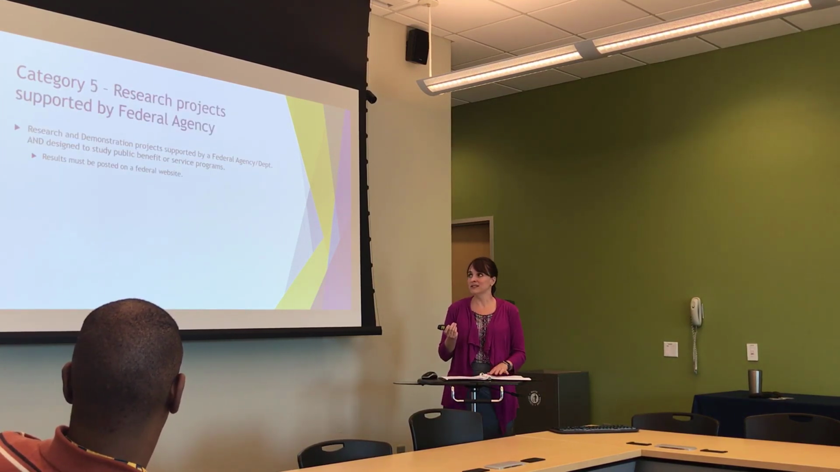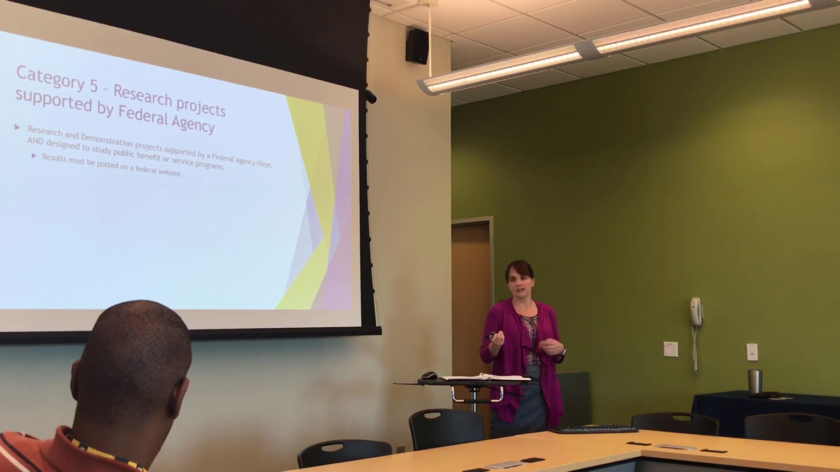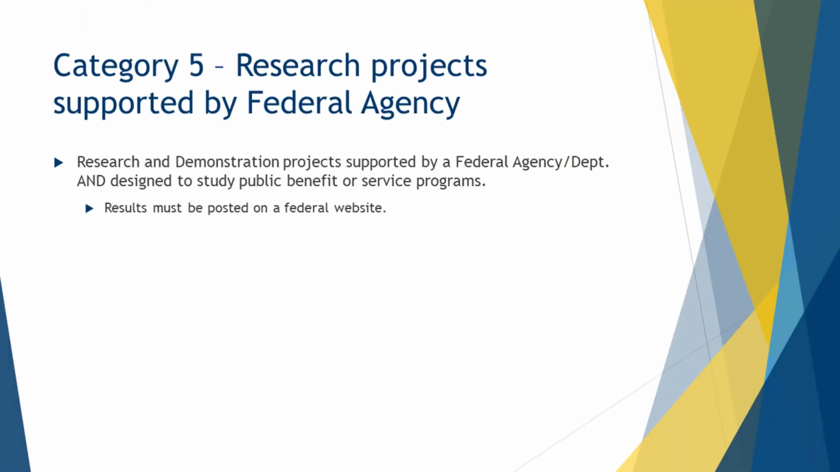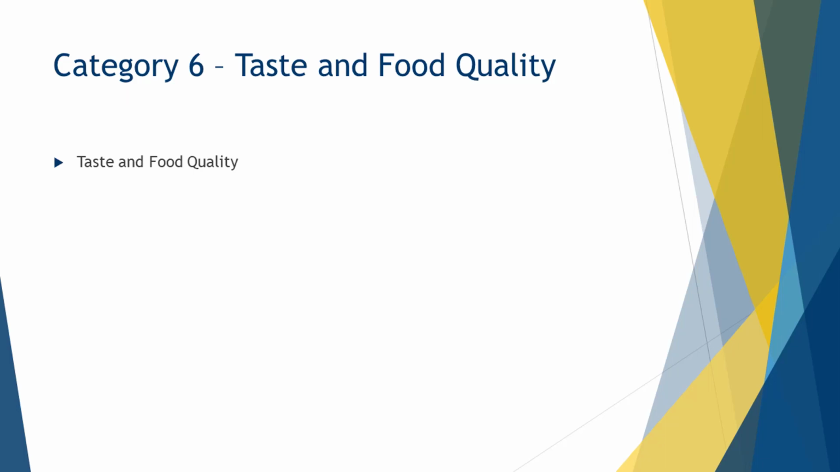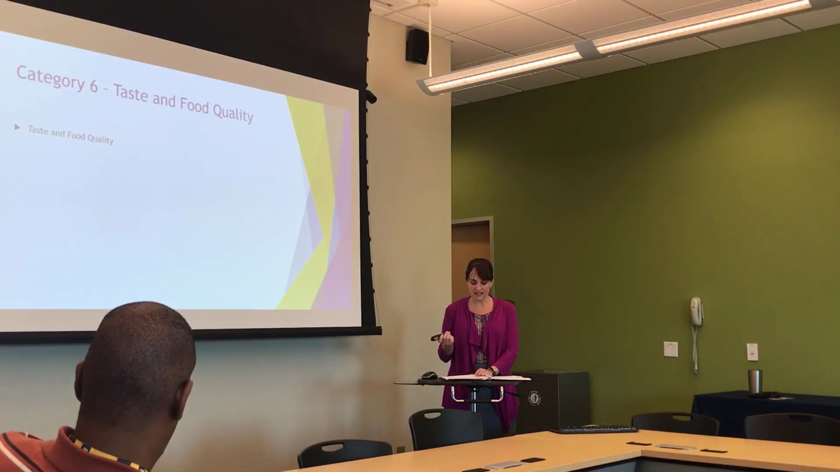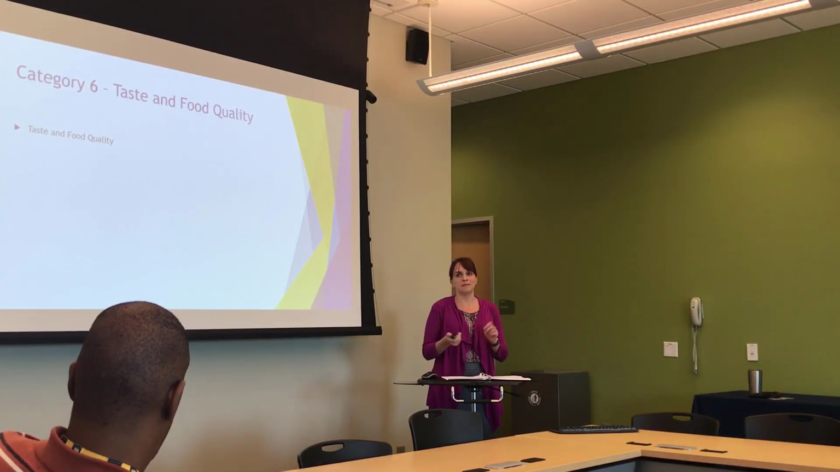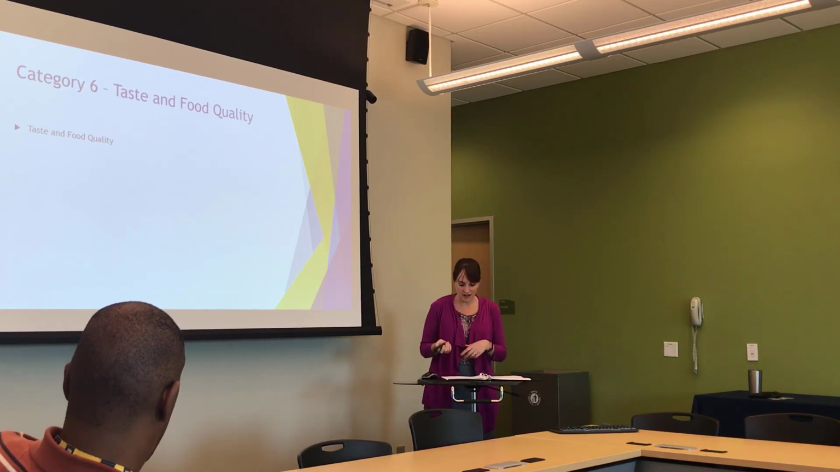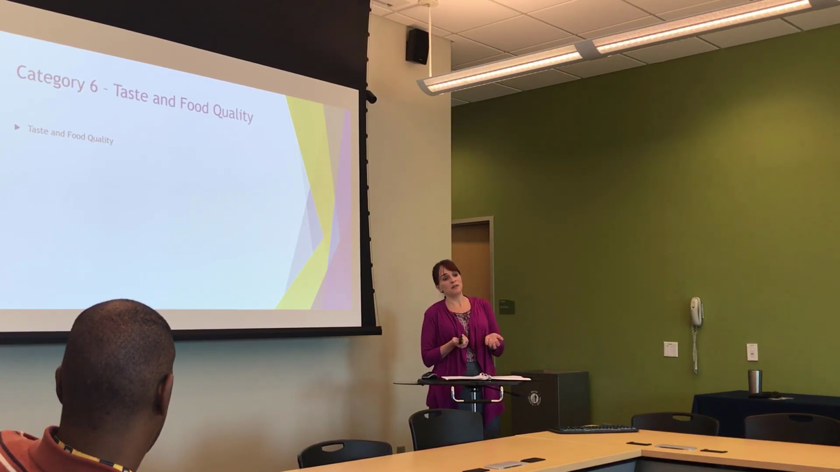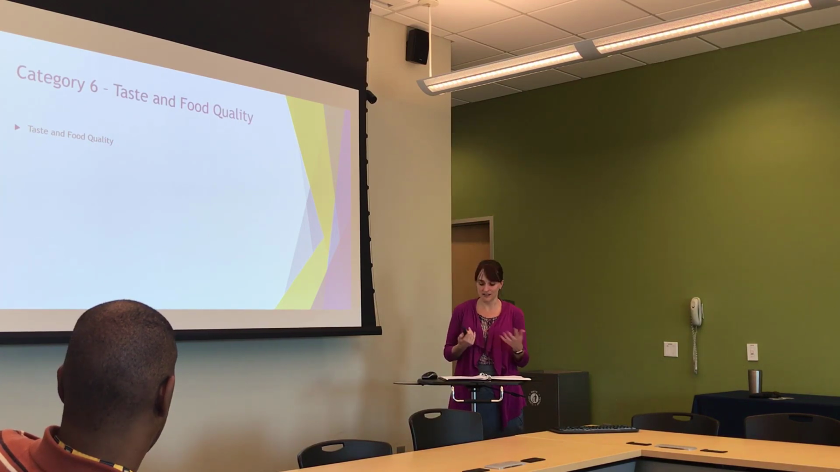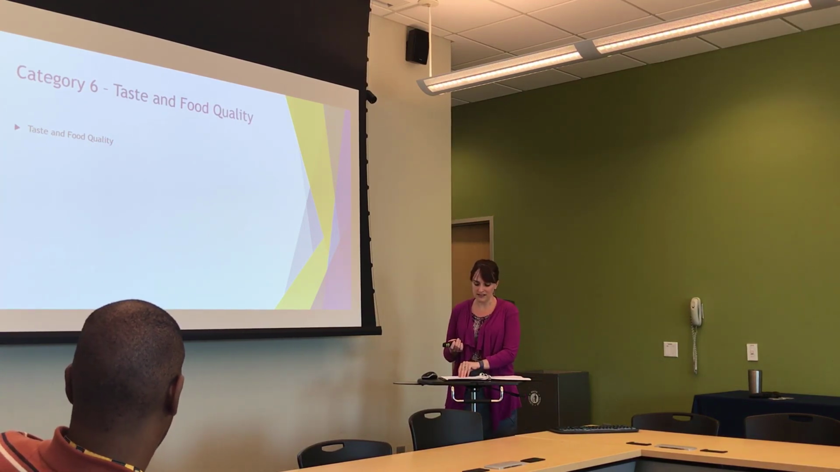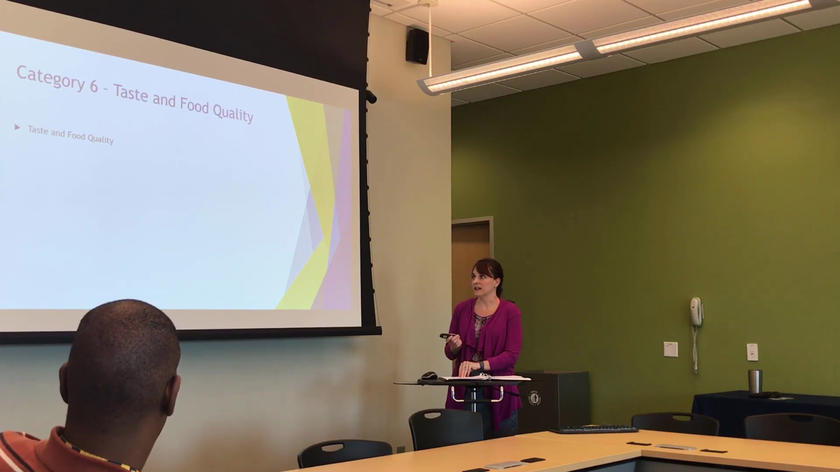All right, categories 5 and 6, we don't really see a lot of on our campus, but category 5 would apply for research and demonstration projects supported by a federal agency or department and designed to study public benefit or service programs. And category 6 involves taste and food quality. There is not really a reason to memorize these categories and all of their details. We have the tools available on our website to help you when you want to make sense of your own project and guide you through the process. And we're going to look at that in just a minute.